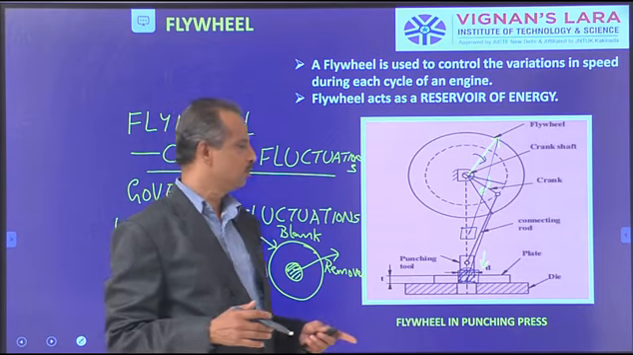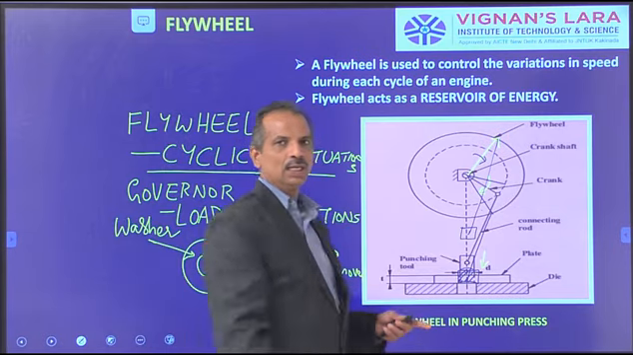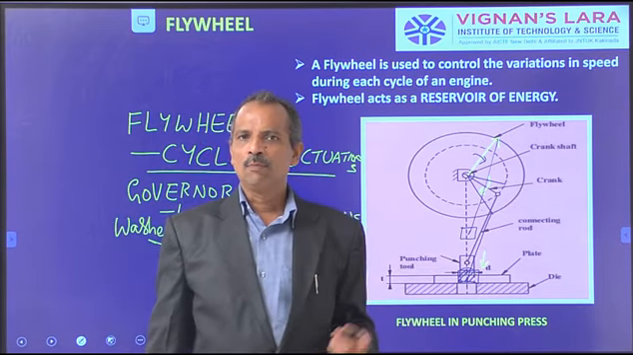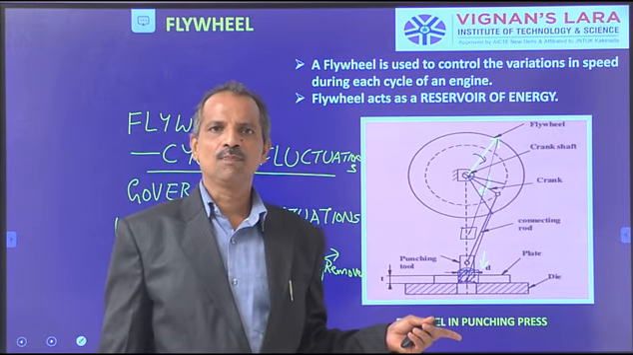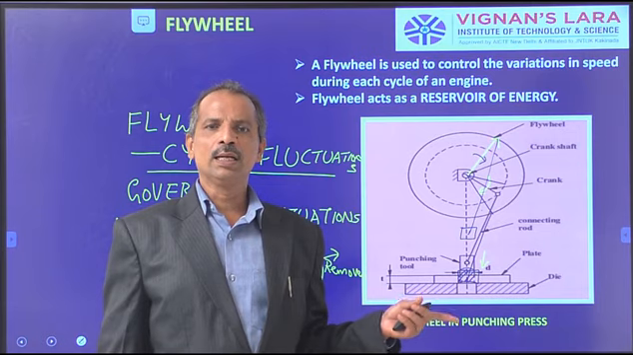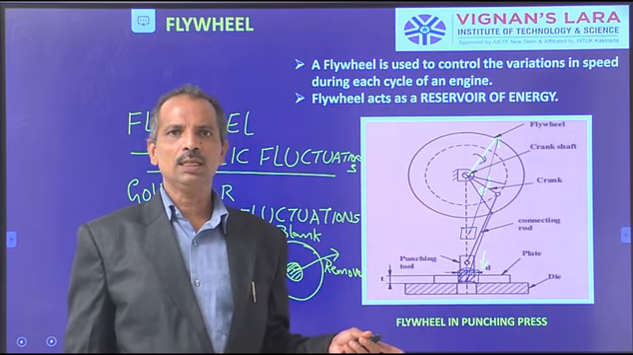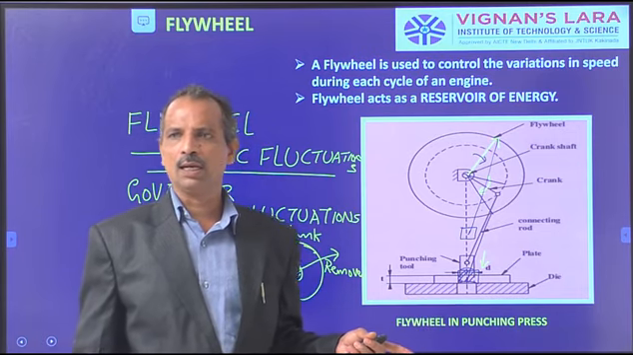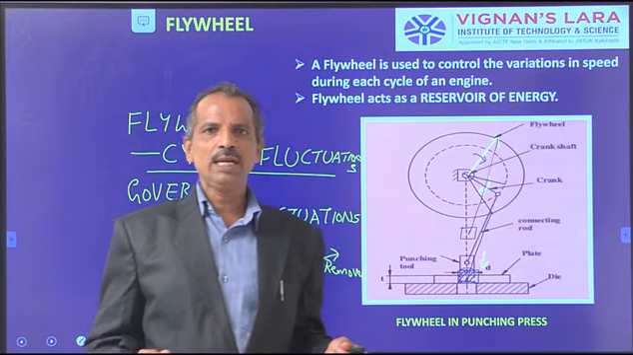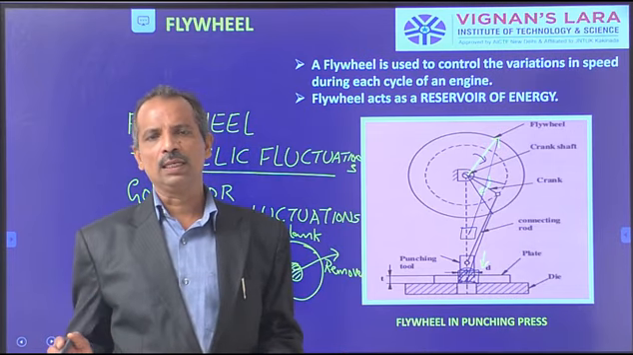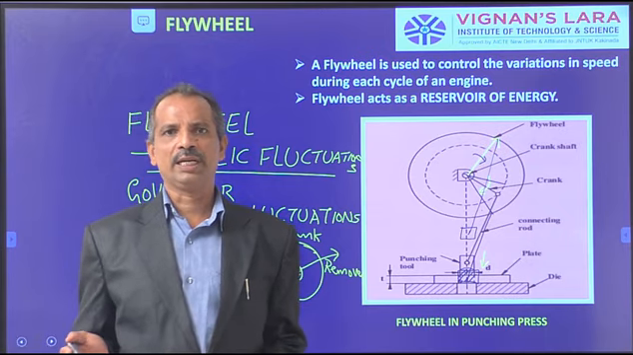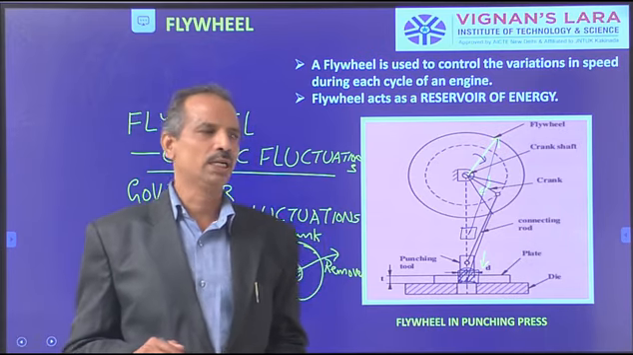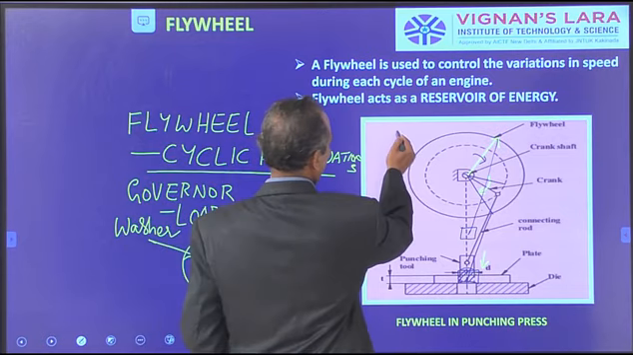So I have to give a greater amount of energy to my punch. But my motor is supplying constant energy. In the beginning, when it is not hitting the blank, I don't require more energy, whereas when it is hitting the blank, it needs more energy. The motor will not take care of it. Then who will take care of it? A device called a flywheel.